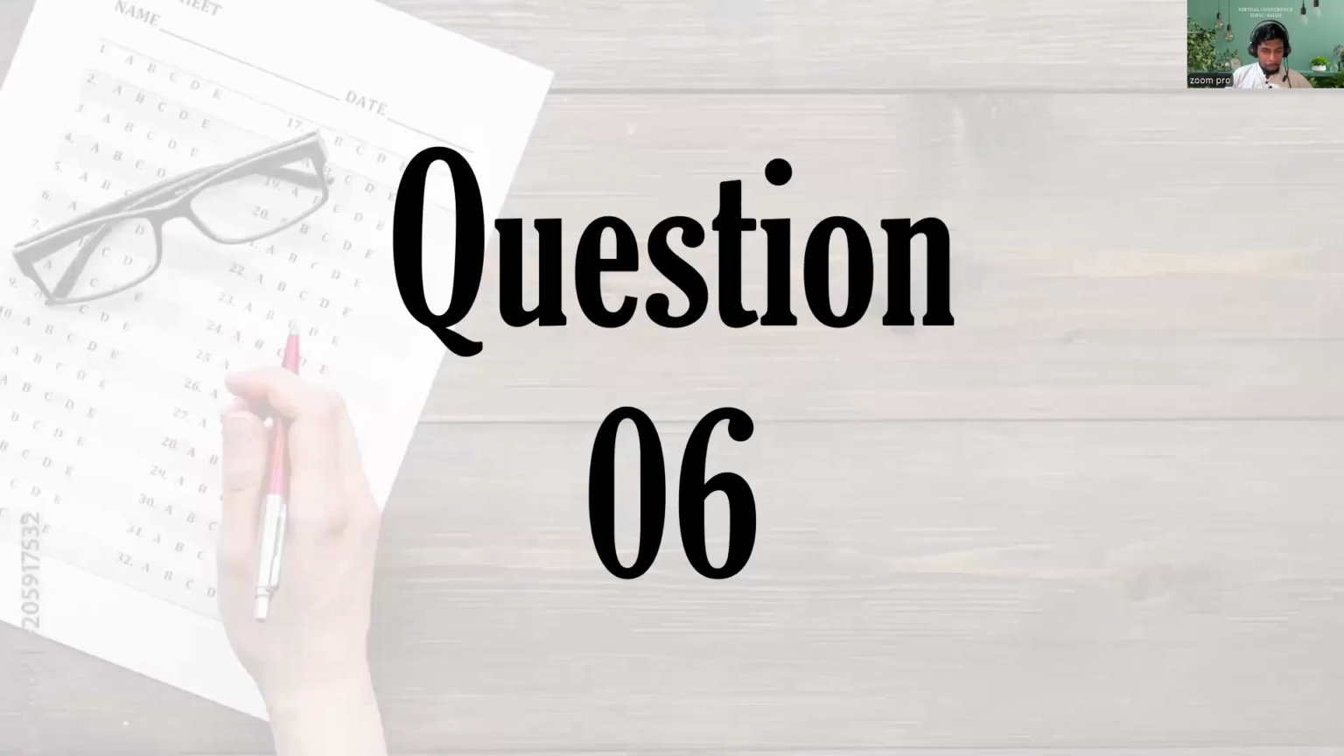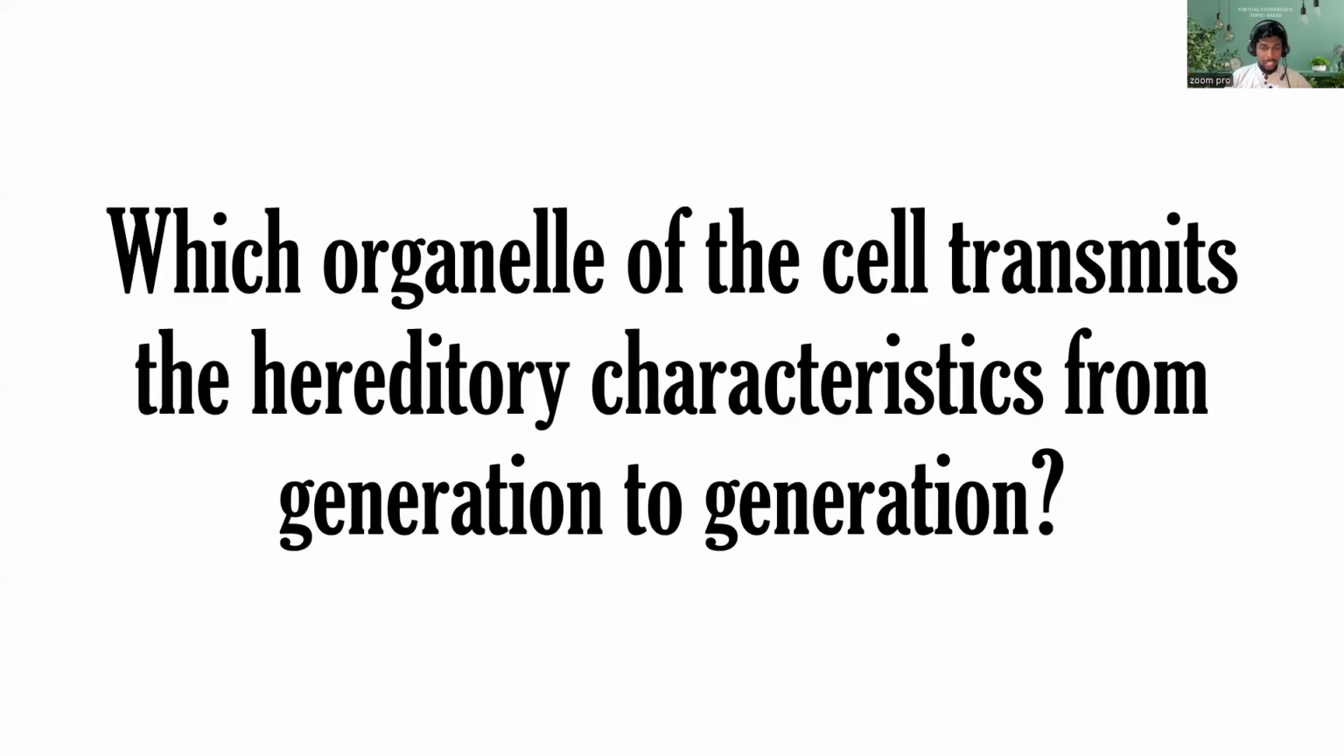Okay, and question number 6. That is regarding unit number 6, organelles, cells and all, right? Which organelle of the cell transmits the hereditary characteristics, that means genetic characteristics, from generation to generation? There is only one organelle, right? Who is responsible for this genetic information? The chromosomes and the nucleus.